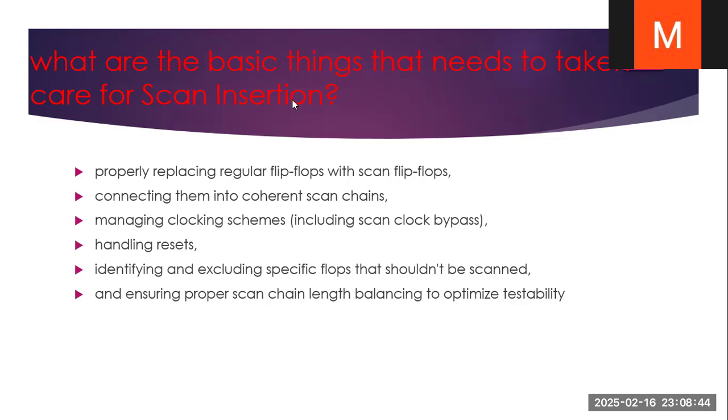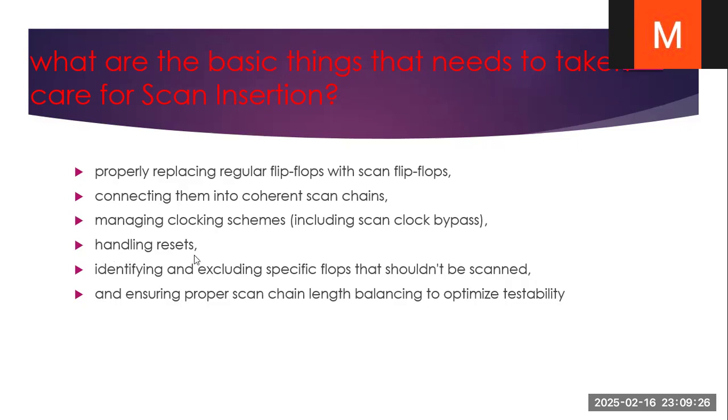Next question is, what are the basic things that need to be taken care of for scan insertion? This is one of the important questions. First, properly replacing the regular flops with the scan flops. We should convert the normal flops into the scannable flops so that we get controllability. Next, connect them in a coherent scan chain. Managing the clocking schemes, that means including the scan clock bypass. While we are connecting the scan chains, we should keep separate clock domains, which means we should make a scan chain for each clock domain.